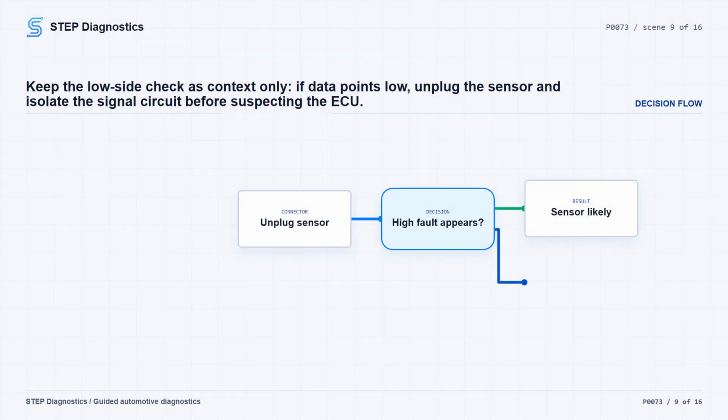Even though this episode is focused on P0073, the same sensor circuit logic uses the low side check when the voltage data points there. With an active circuit low fault, you can quickly eliminate the temperature sensor as a possible cause by disconnecting the sensor harness connector while watching for the circuit high fault to become active on the scan tool. If the high fault becomes active, the sensor is the likely problem.